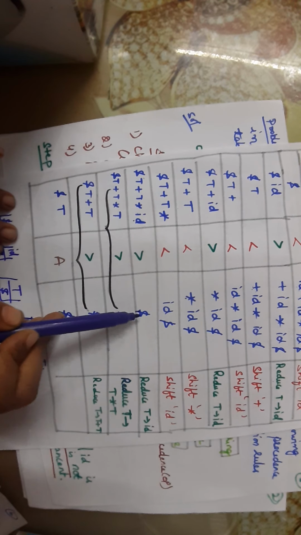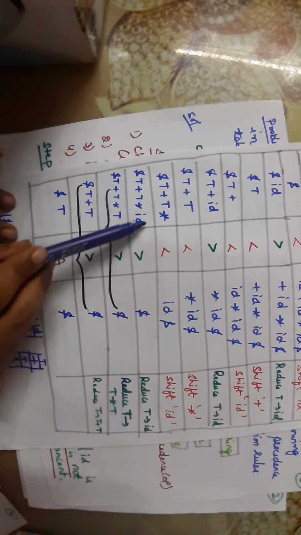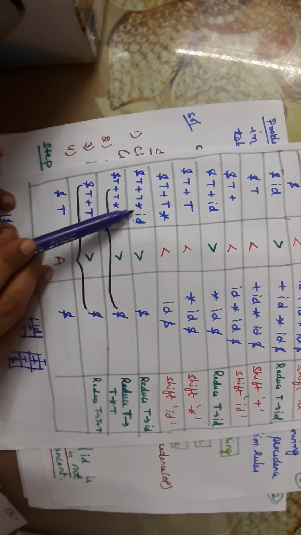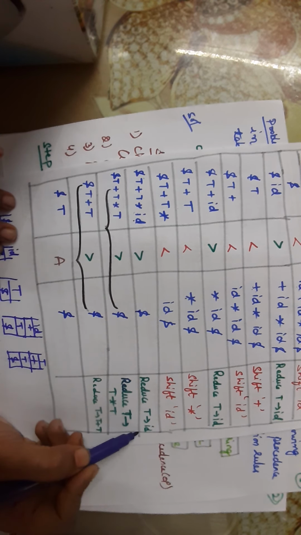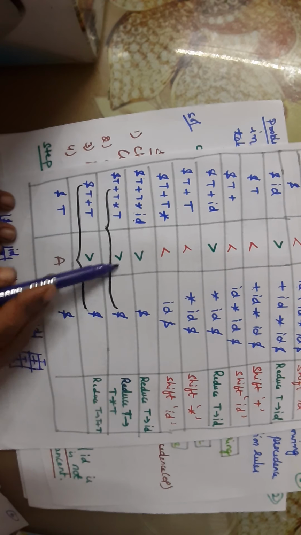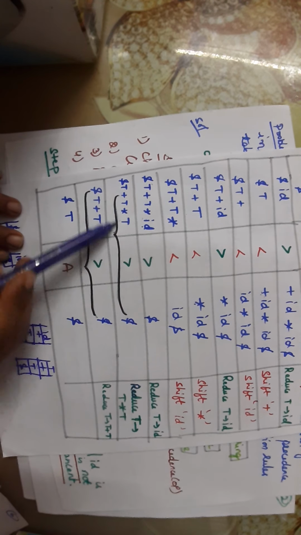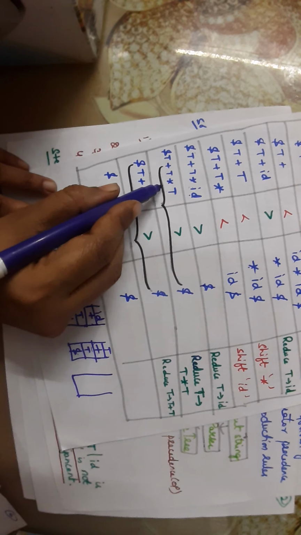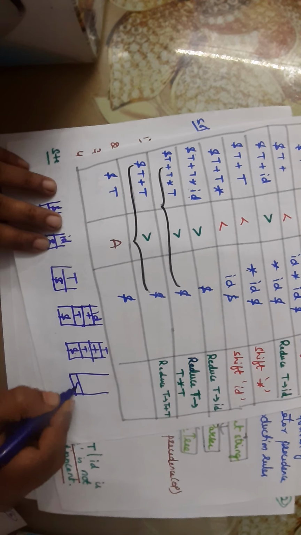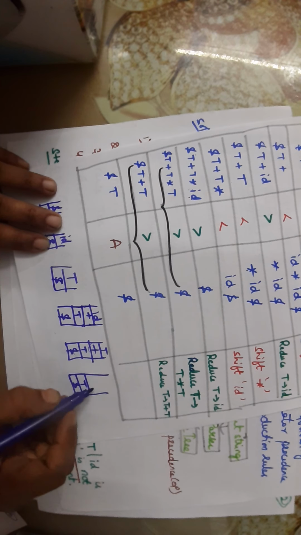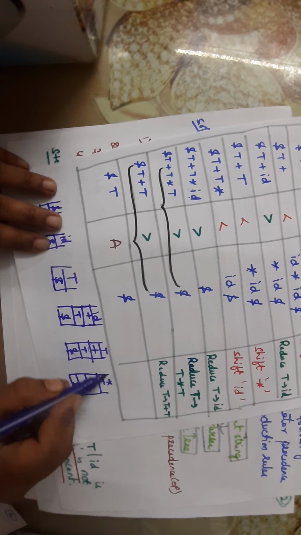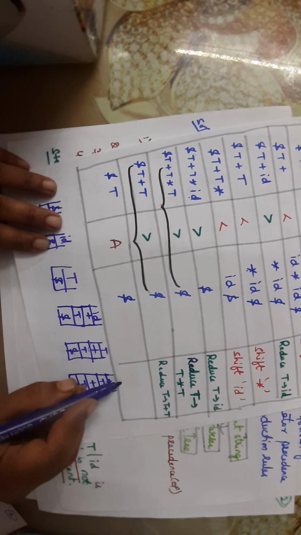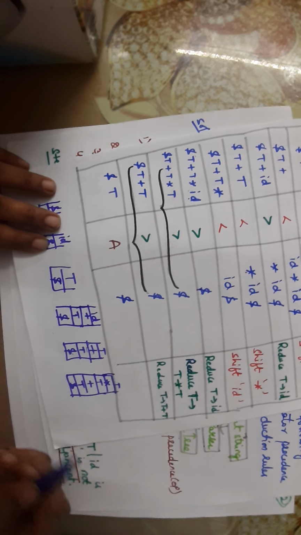Id is greater than dollar, that means we have to reduce id. Now what is the production for the replacement of id? It is T produces id. So we are writing T greater than dollar. Now again compare here. Now what is the status of the stack here? The status of the stack for this step is, here we have dollar, T plus T, and upon this we have star, upon this we have T. This is the status of the stack.